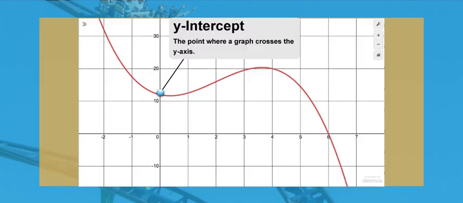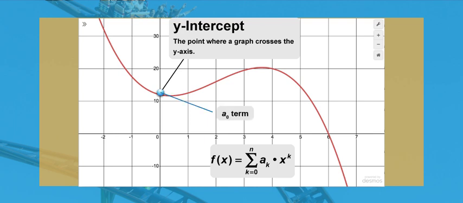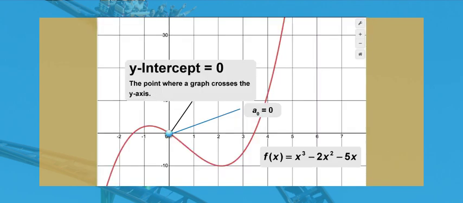A second feature common to all polynomial functions is that their graphs intersect the y-axis at some point. This point is called the y-intercept. Recall that a polynomial function has this form. The a sub 0 term is the constant term. This term is the y-intercept. If a polynomial function doesn't have a constant term, then the y-intercept is 0. When that's the case, the polynomial can be factored. A monomial with an x term can be factored out.